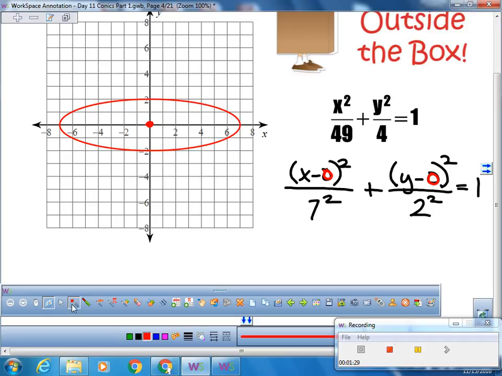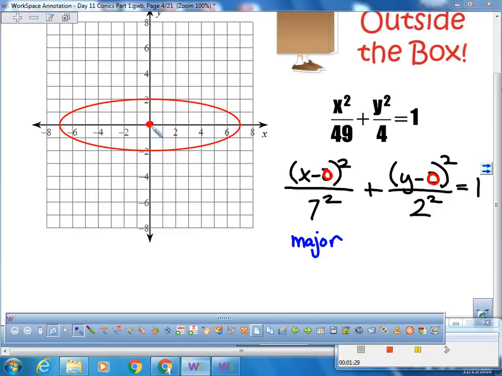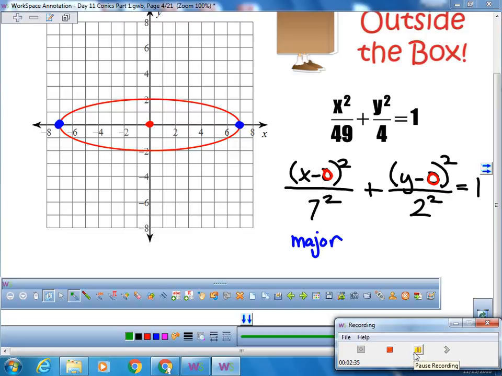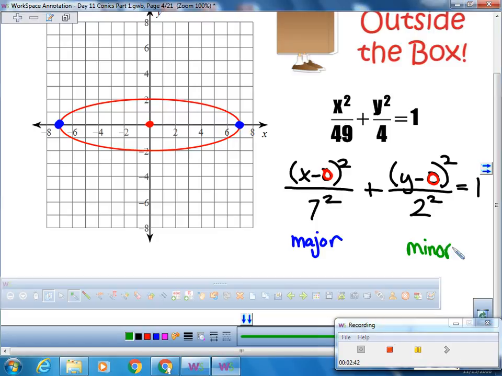So on the horizontal axis, I'm going to call this the major axis. We're going to call this one the major axis. So on the major axis, I'm actually going out 1, 2, 3, 4, 5, 6, 7 in each direction. Let's pause. All right, so that's my major axis, and I'm going 7 units in each direction. This is my minor axis, and I'm going 2 in each direction.